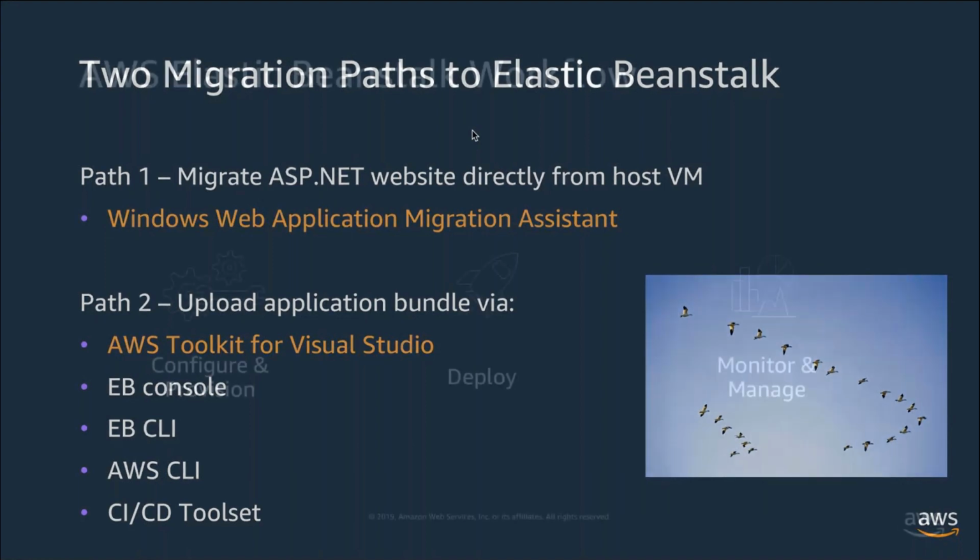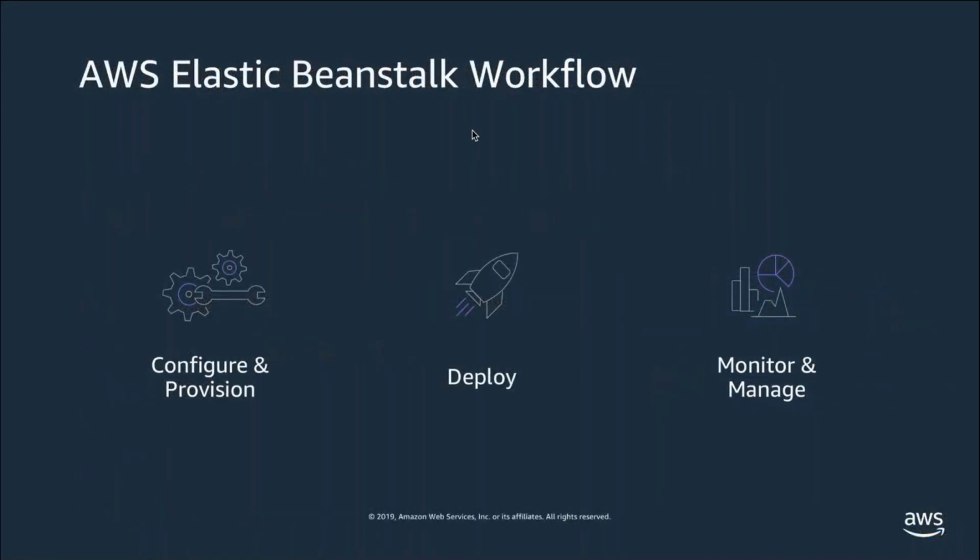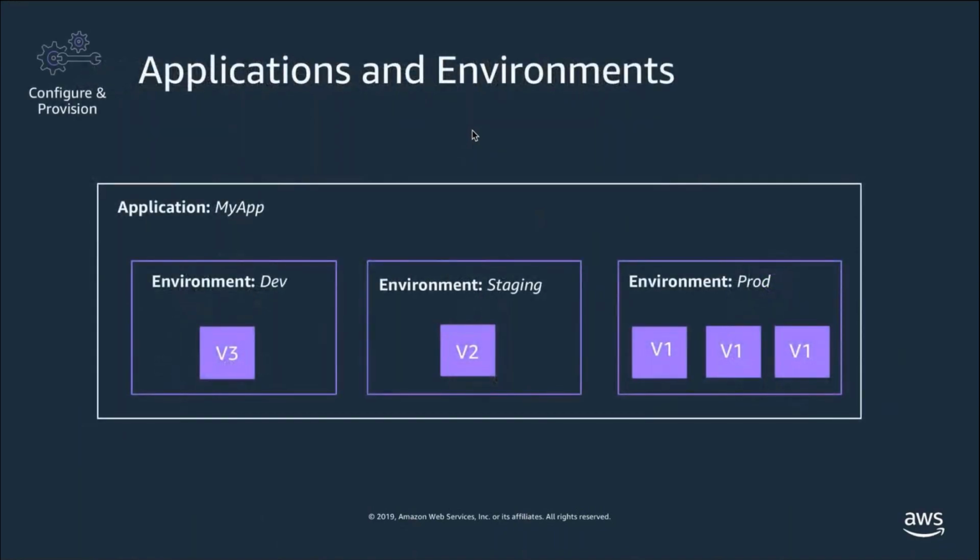Okay, so let's briefly go through an Elastic Beanstalk workflow for getting your web application up and running in the cloud. There are 3 core steps here, which include configuration and provisioning, then deployment, and then monitoring and managing. When it comes to configuration and provisioning, within Elastic Beanstalk, there's a concept of an application, and an application can be thought of as a container of environments.